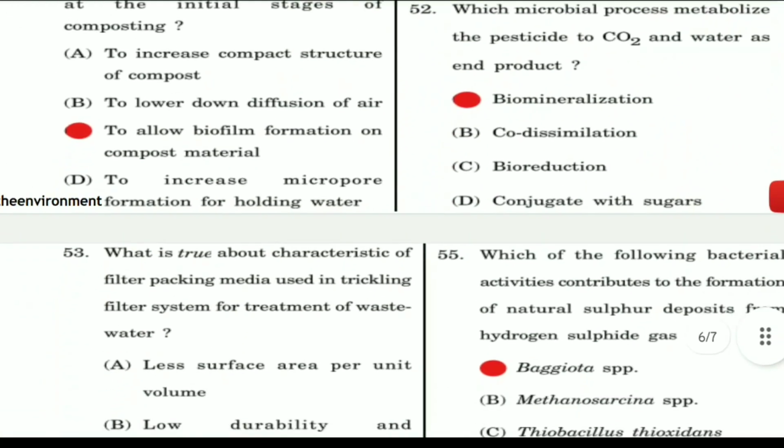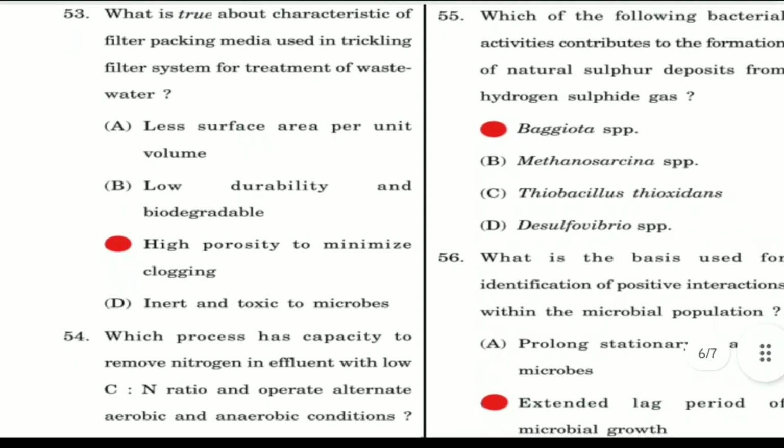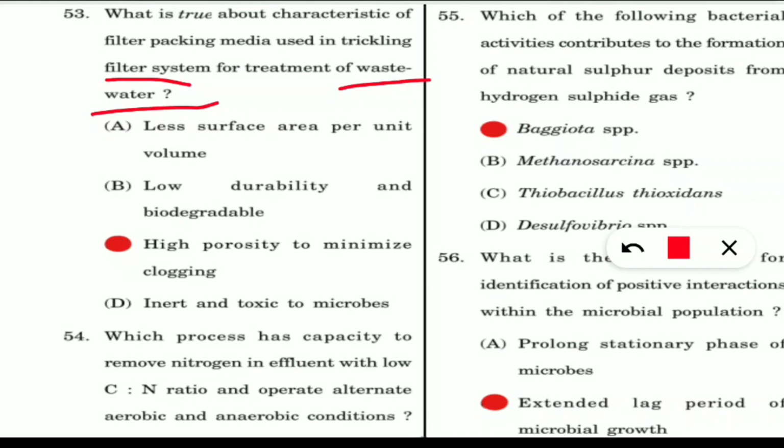Let's move on to the next question. Next question, number 53, coming up on your screen. What is true about the characteristics of filter packing media used in trickling filter system for treatment of wastewater? Again, the question is coming from wastewater treatment, and here which is true about the filter packing media in the trickling filter system of wastewater treatment?